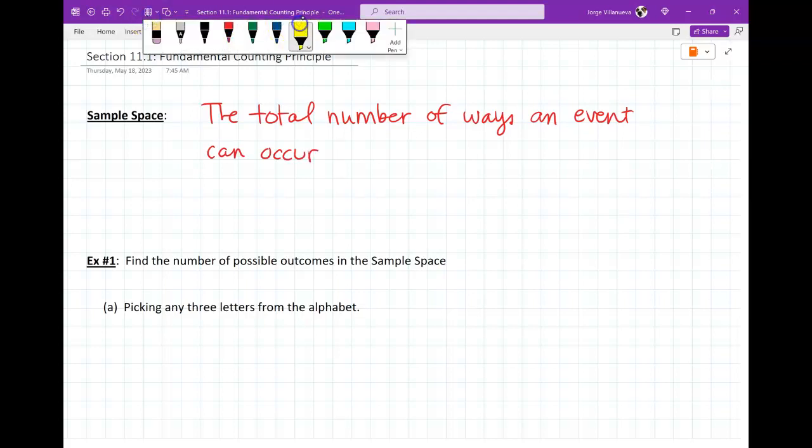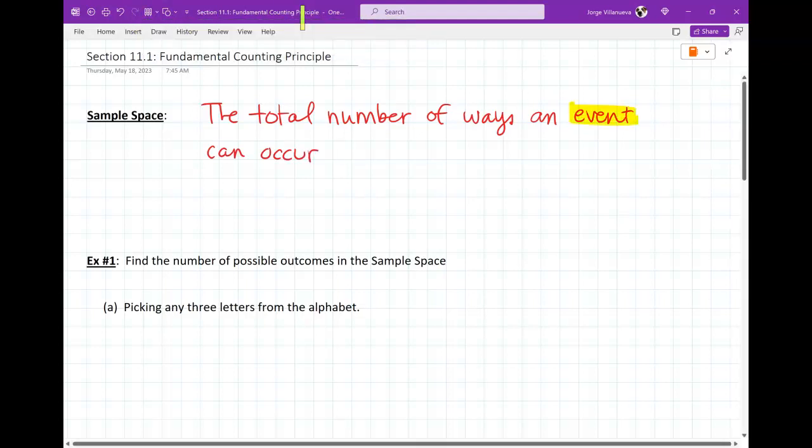Now, the word event is the key part right here, because event basically means what you're trying to do. So maybe you're trying to flip a coin, so the event is flipping a coin. Maybe you want to pick a specific blue marble out of a bag of marbles, right? So the event is picking a blue marble, right? So we'll talk about that as we do the examples. But the sample space is just the total number of ways an event can occur. Okay, so the event will be described to you.